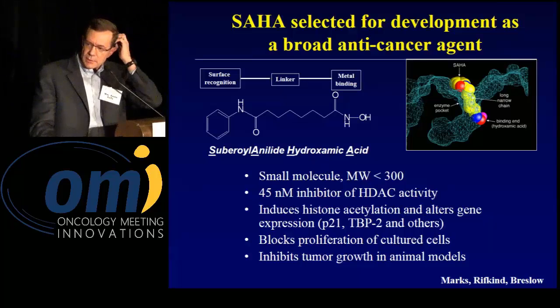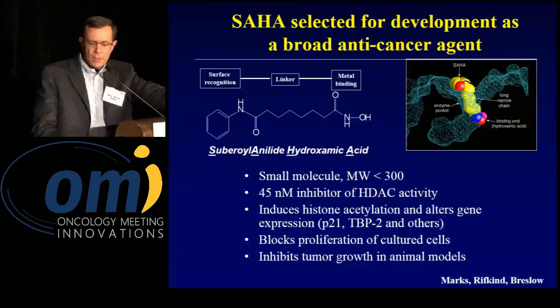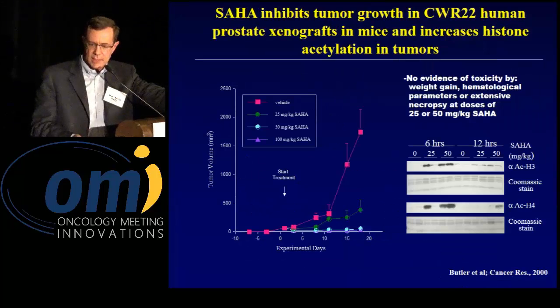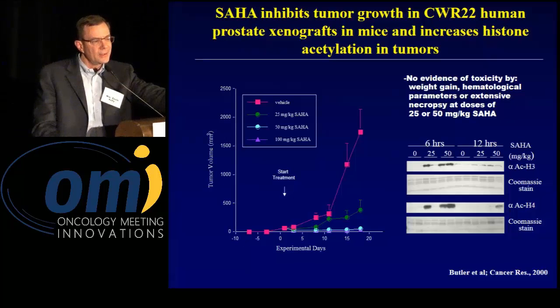This is the program that we had at Memorial, where we looked at SAHA. This is a competitive inhibitor of the site there. As you can see, it fits nicely into the zinc binding site to block the HDAC enzyme. Very early studies in prostate cancer in CWR22, a human prostate model, showed that in a dose-dependent manner, the tumor shrank when you gave it SAHA. It was also well tolerated in these animals.